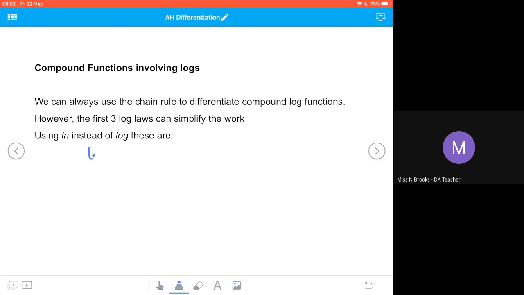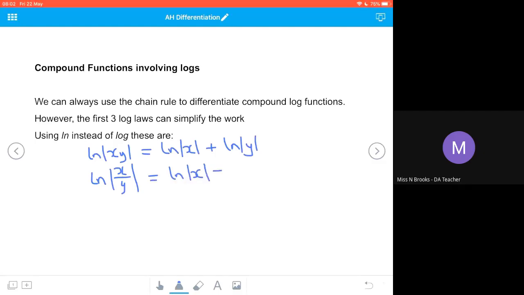And so we've got our product rule. So we've got the natural log of x multiplied by y, which we can represent as the sum of those, so the natural log of x plus the natural log of y. If we have a quotient, the natural log of x over y can be the natural log of x minus the natural log of y, so it's a difference. And if we've got a power, the natural log of x to the power of k, then the k becomes a multiplier to our natural log function of x. So it's k ln x.